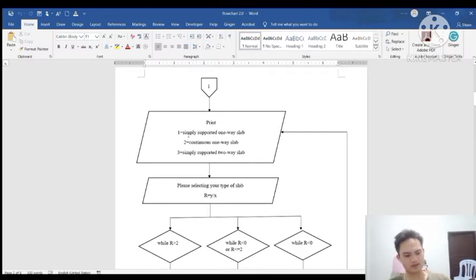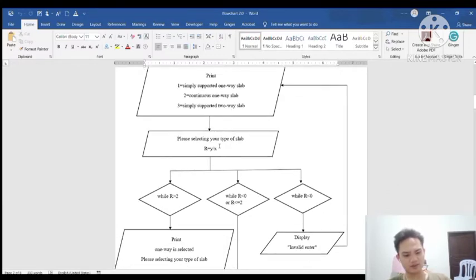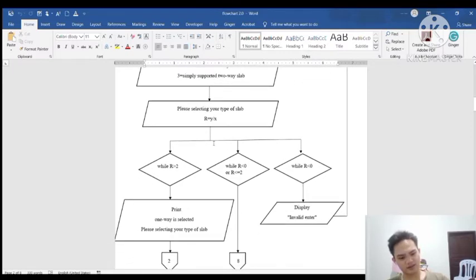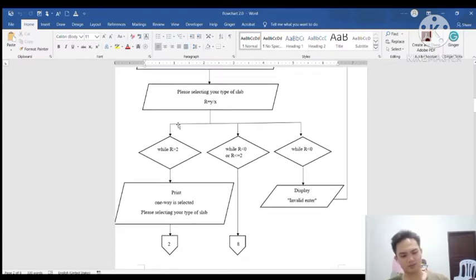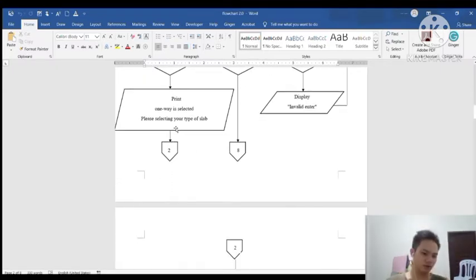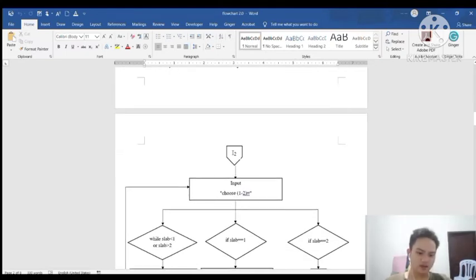So we print: 1 is the simply supported one-way slab, 2 is the continuous one-way slab, and 3 is the simply supported two-way slab. We continue to the input and select the type of slab. r equals y over x. Next, for the decision, if r is greater than 2, the one-way slab is selected. So if one-way is selected, we continue to the input.